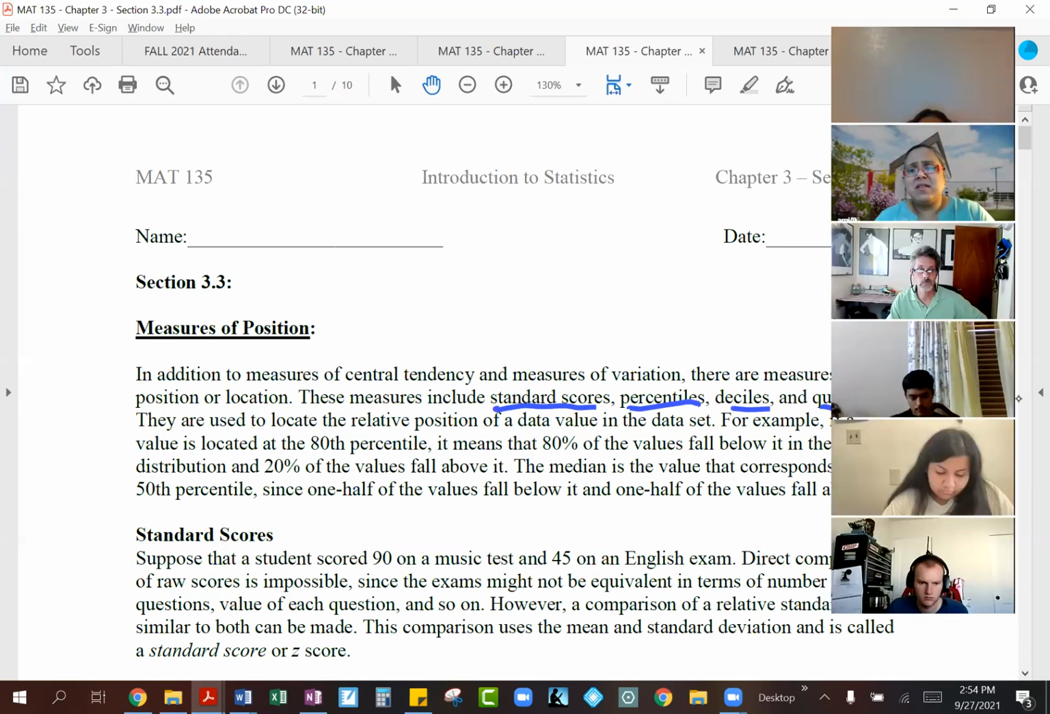I would imagine some of you should at least be familiar with the term percentile. Does anybody know what a percentile is, or where you have heard it being used?